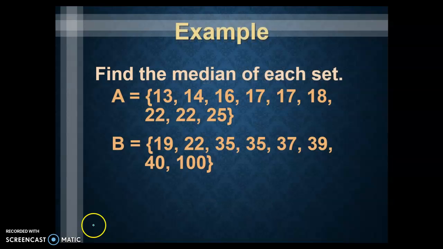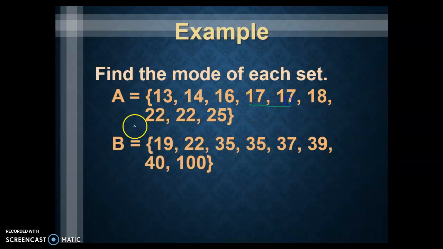And then we're going to find the median of each data set. Remember that median means the middle. So 1, 2, 3, 4, 5, 6, 7, 8, 9. We've got an odd number here. So 1, 2, 3, 4, 5 is our middle there, 5 from the left and 5 from the right. And for set B, 1, 2, 3, 4, 5, 6, 7, 8. We've got 8, which means we've got to take the average between these two numbers. That makes the median of set A 17, and the median of set B, the average of 35 and 37, is 36.